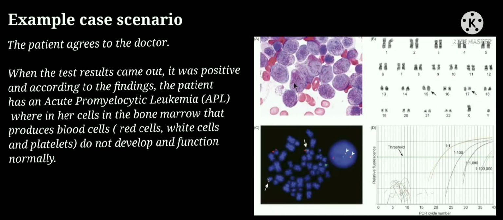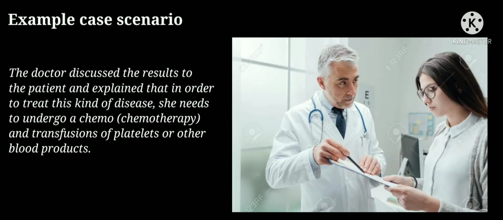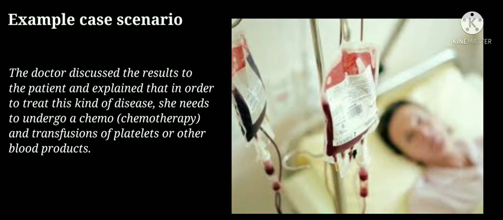When the test results came out, it was positive, and according to the findings, the patient has acute promyelocytic leukemia, or APL, wherein the cells in the bone marrow that produce blood cells, such as red cells, white cells, and platelets, do not develop and function normally. The doctor discussed the results with the patient and explained that in order to treat this kind of disease, she needs to undergo chemotherapy and transfusions of platelets or other blood products.